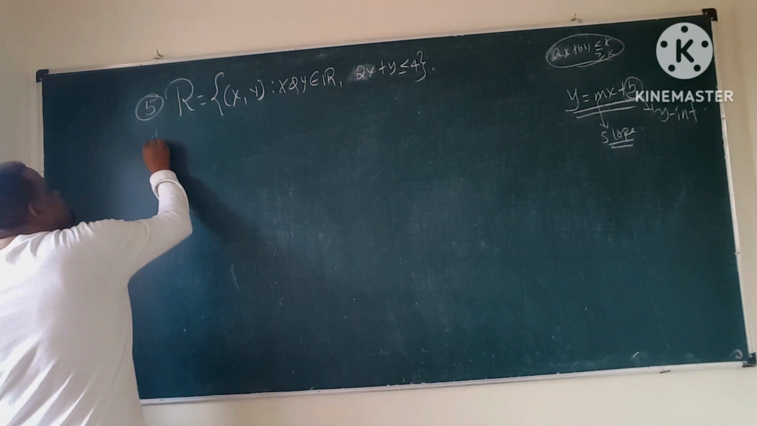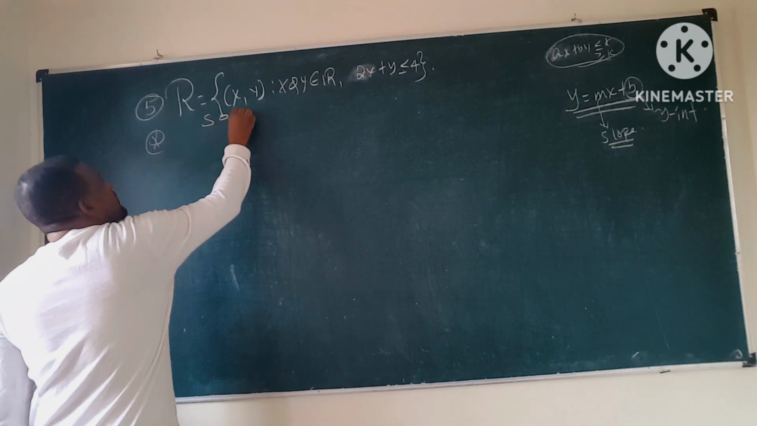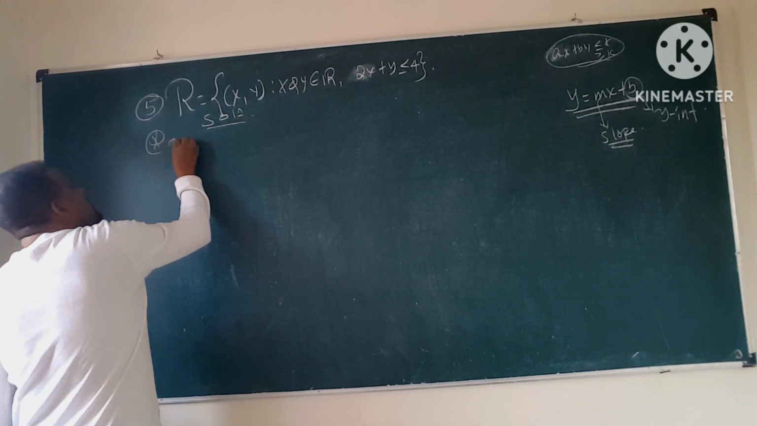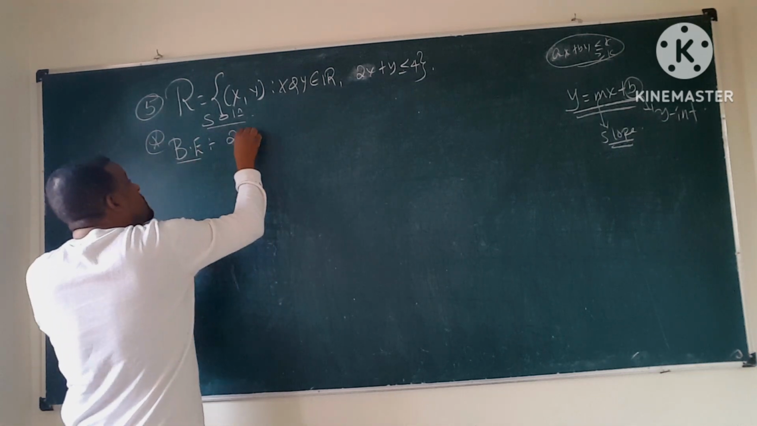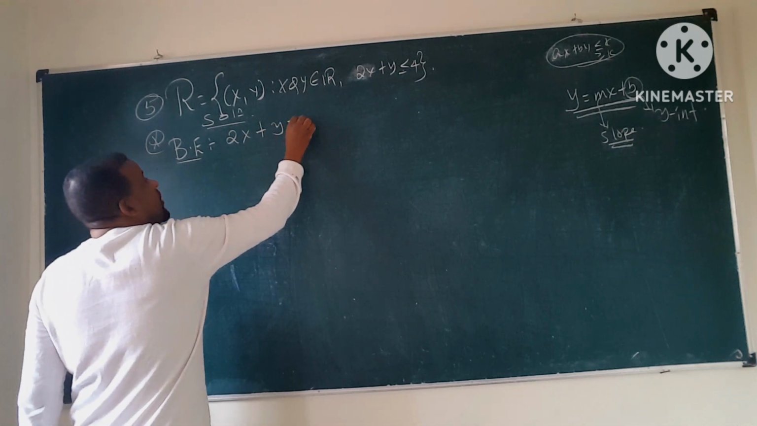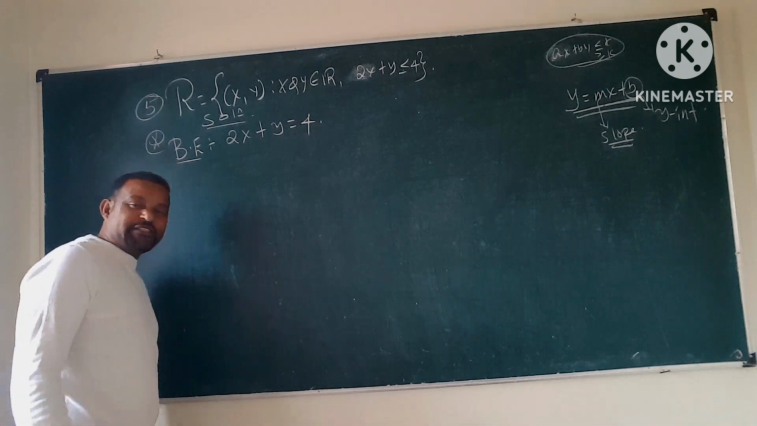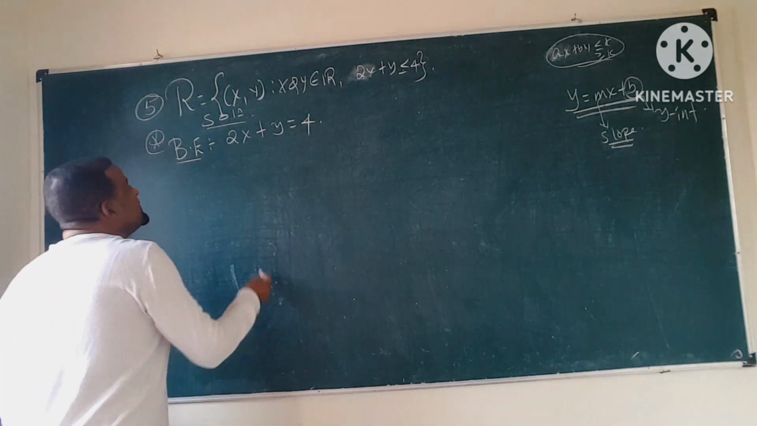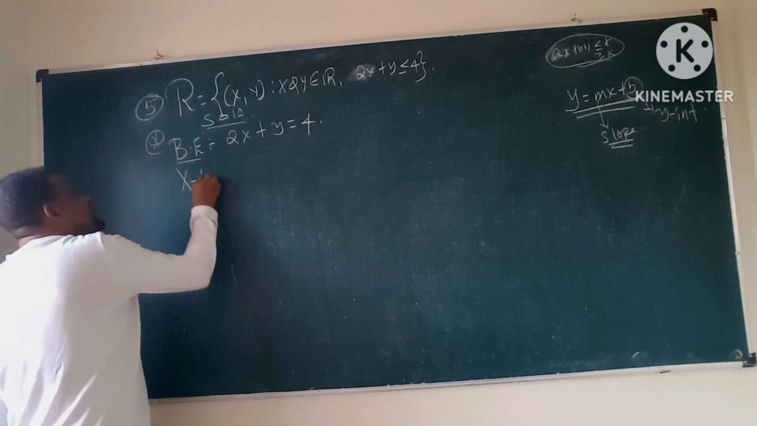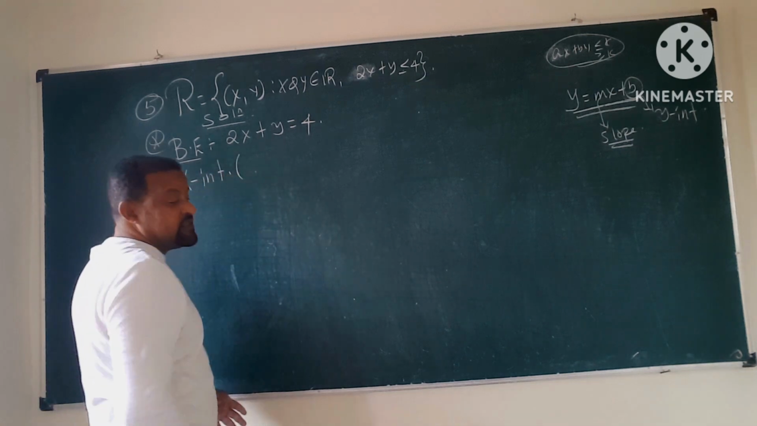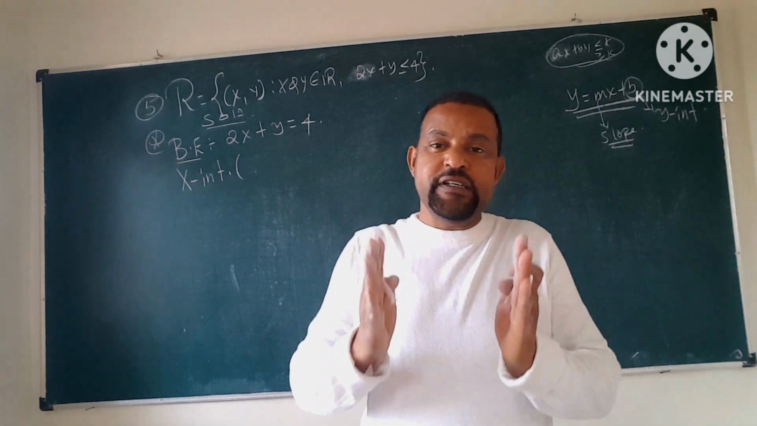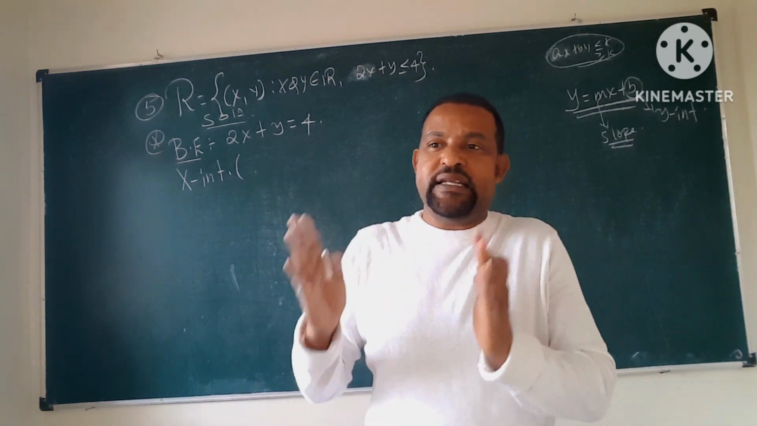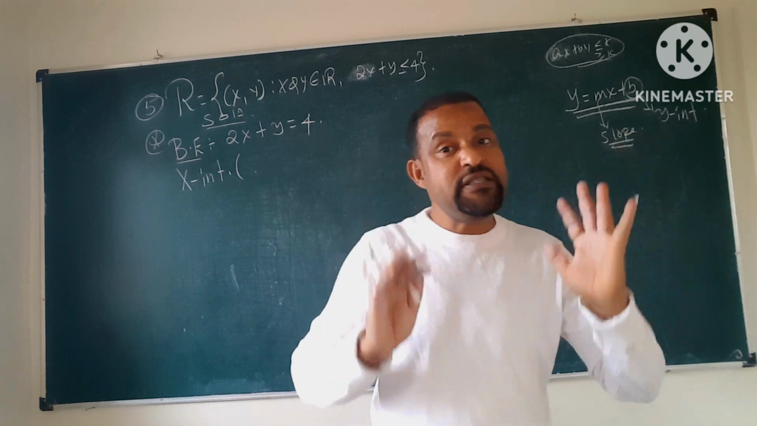So first, the boundary equation. What is the boundary equation? The boundary equation is 2x plus y equals 4. Then what are the x-intercept and y-intercept? First you find the boundary equation, then the x and y-intercepts, and then if it is not in this form, we write it in this form.